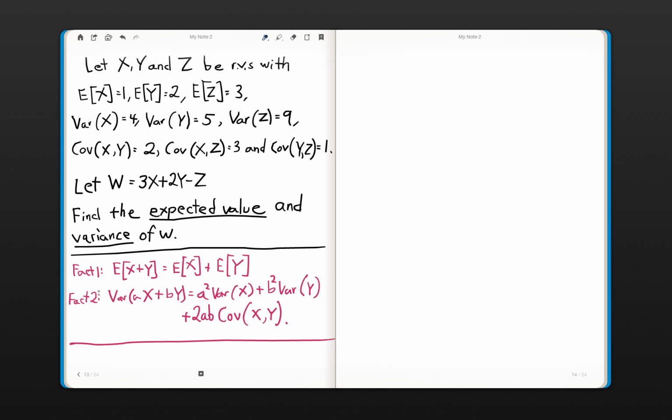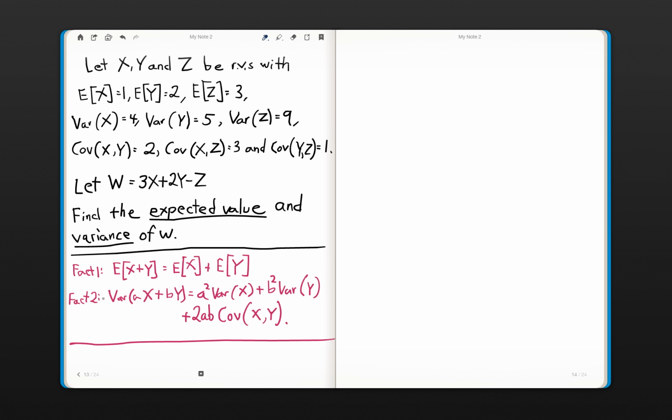You just need to know a couple of facts. So the first fact is pretty basic. The expected value of the sum of random variables is equal to the sum of their respective expected values, regardless of independence or any other type of restrictions.